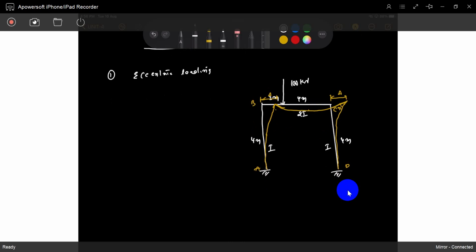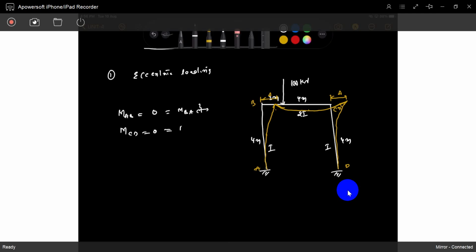Fixed end moments are: MAB is 0, MBA is also 0. There is no loading on AB, so we can get it directly as 0. That's it, fixed end moments are 0, no problem. So MCD, MDC, these are all 0. There is no loading on the column.